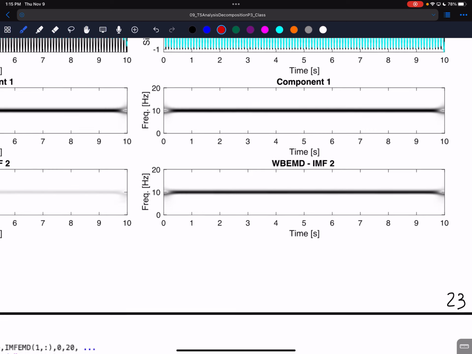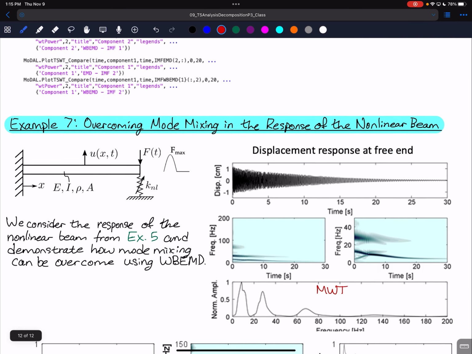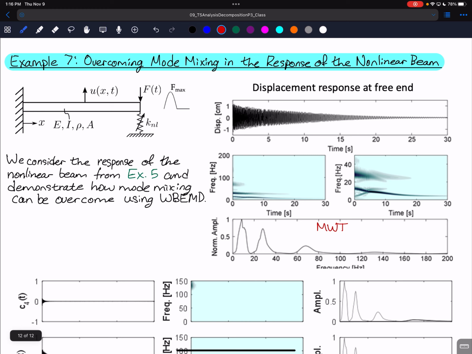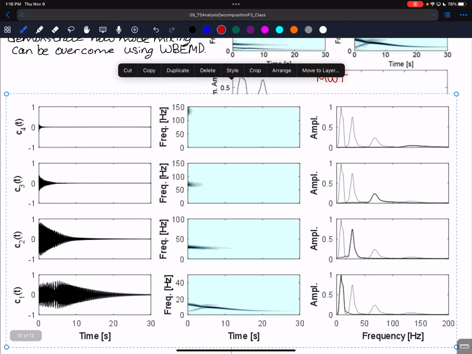Got one more example. So we're looking at this beam again. On the right, it's just the displacement and the wavelet transform, and beneath that, there's a maximum wavelet transform up to 200 hertz, as shown here. It's a little bit cut off, that label there, and we're simply using wavelet bounded EMD to extract the components shown here.